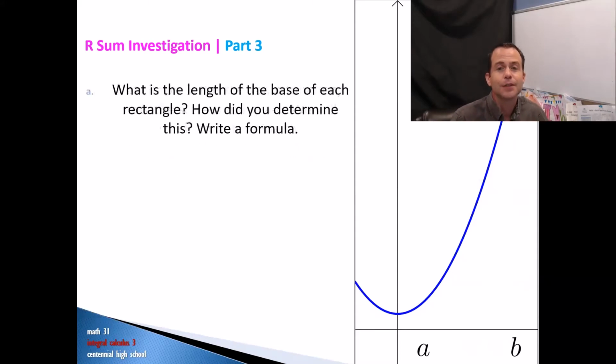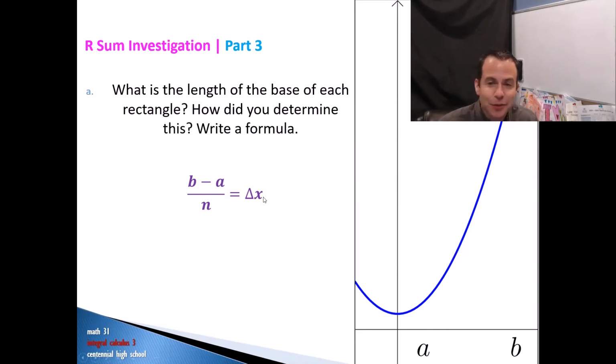So what is the length of the base of each rectangle? Well, how would we do that? We figured out the distance and divided it by the number of rectangles I wanted. So the distance here would be b minus a, just like in the first example, it was 5 minus 1. Now it's b minus a over the number of rectangles that I want. This time the number of rectangles that I want is n. So b minus a over n equals that.